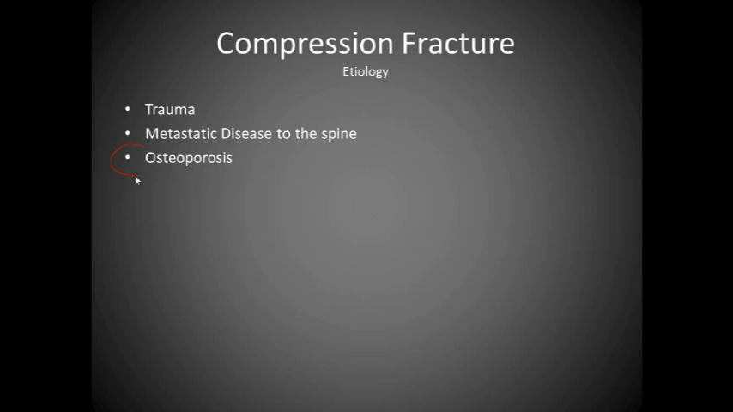You're going to see this in a lot of elderly patients that have osteoporosis. So it's not going to be very uncommon here to see any of this. Trauma, such as an MVA, will result in a compression fracture too sometimes, depending on how the patient was actually struck by the vehicle. And then if you have weakness in the spine caused by metastatic disease, it can cause compression as well.